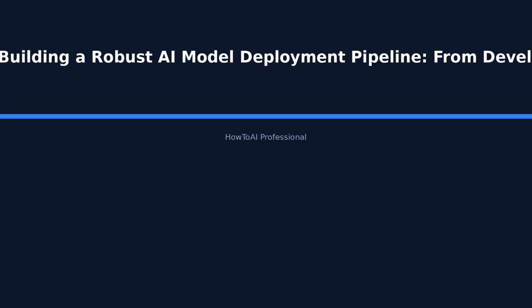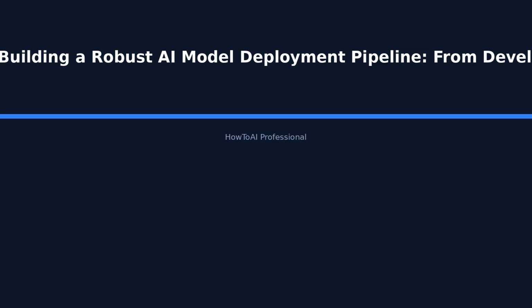Section 1: Understanding the AI Model Deployment Pipeline. Before we delve into the details, let's first clarify what we mean by an AI model deployment pipeline. This pipeline is a series of processes that enable you to take a machine learning model, which has been trained and validated, and deploy it into a production environment where it can be accessed by end users or integrated into applications. The deployment pipeline typically comprises several stages: development, testing, deployment, monitoring, and maintenance. Each stage plays a crucial role in ensuring that your model not only performs well during training but also delivers reliable results in a real-world setting.